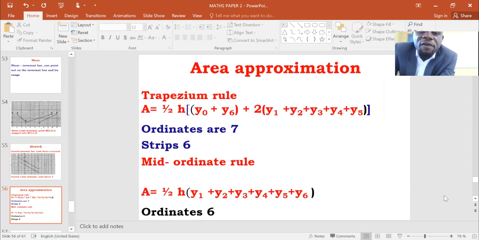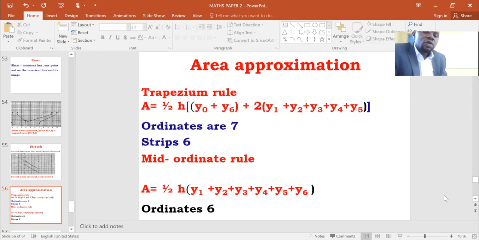Now, there's area approximation. I'll stress one, the trapezium rule. Usually the formulas are on the mathematical table, so there should be no problem using them. Like the trapezium rule, that is on the mathematical table. And sometimes you are told ordinates and strips. In the trapezium rule, the number of ordinates is always higher than the strips by 1.